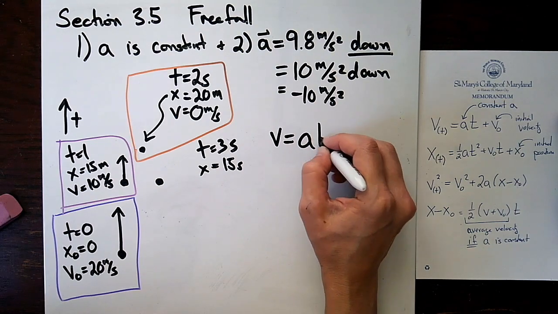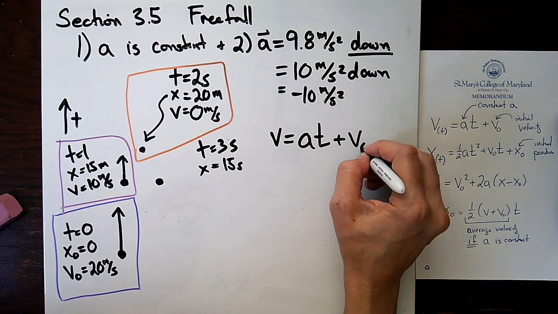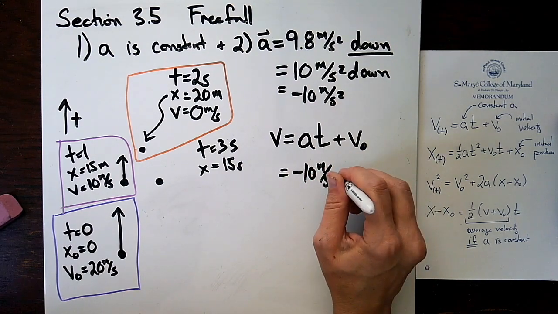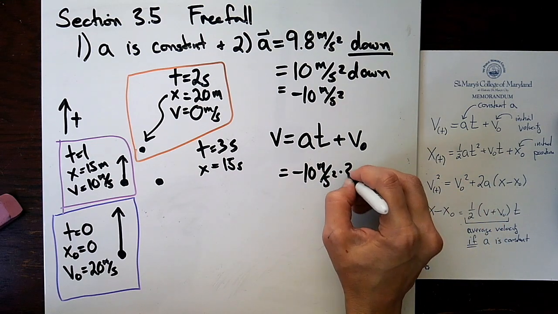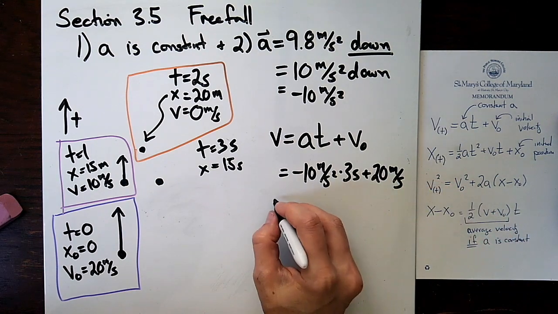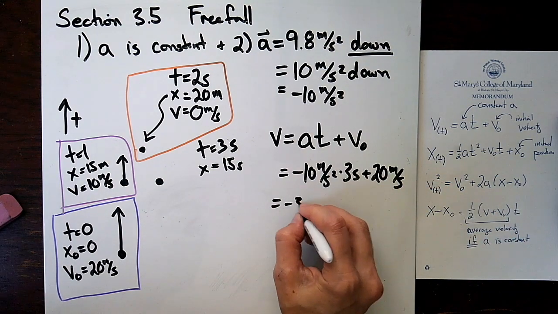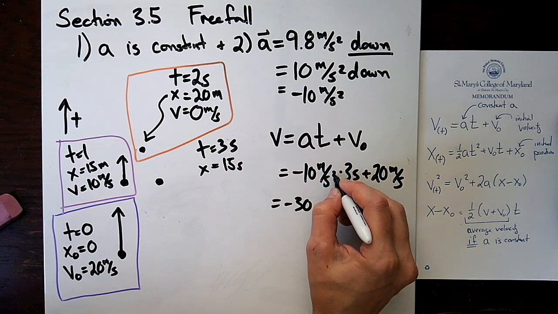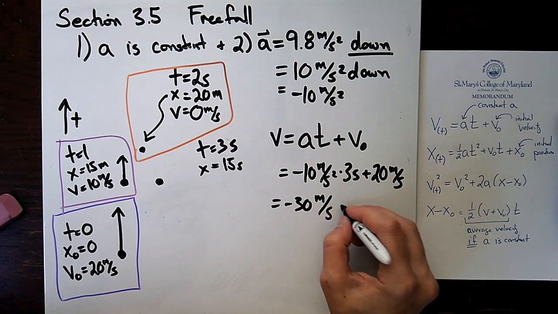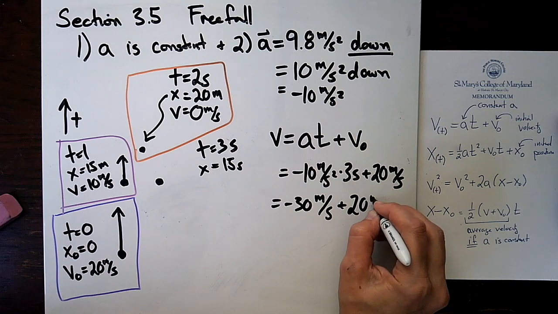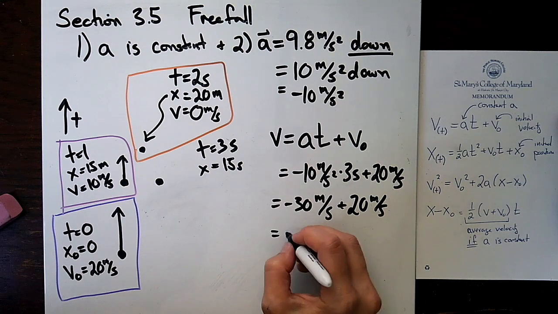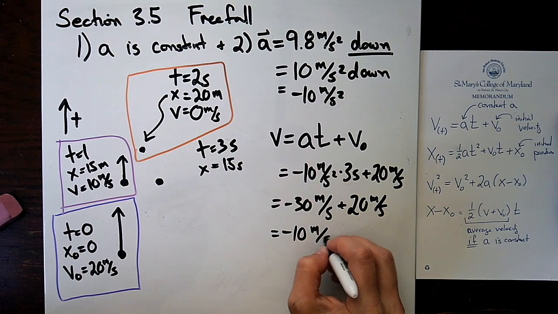Velocity is equal to acceleration, when it's constant, times time plus the initial velocity. Acceleration is -10 meters per second squared. Time is 3 seconds. Initial velocity is 20 meters per second. -10 times 3 is -30. Meters over second squared times seconds, one of the seconds canceled, I'm left with meters over seconds. The second term is still 20 meters per second. -30 meters per second plus 20 meters per second, well, that is -10 meters per second.